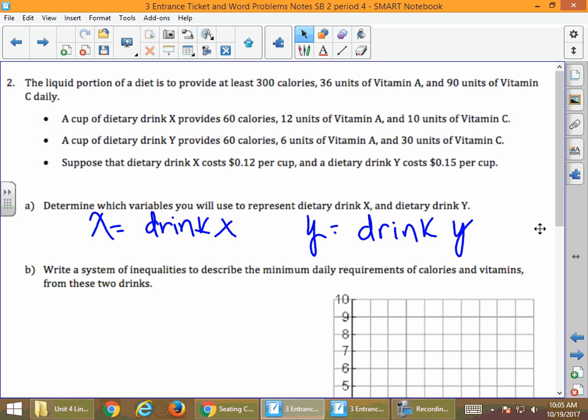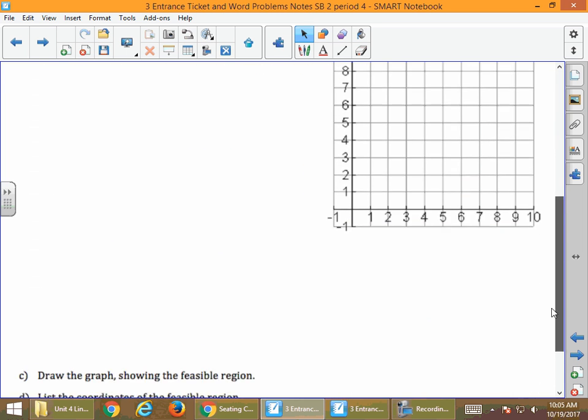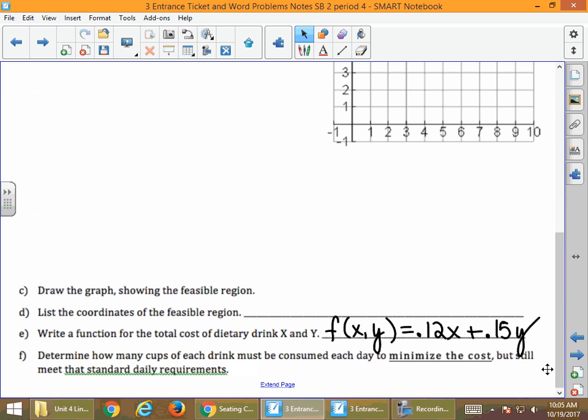And what we did yesterday is we said, well, drink X is going to be represented by the variable X, and drink Y is going to be represented by the variable Y. And we also put in the money down here, write a function for the total cost of dietary drink X and Y.